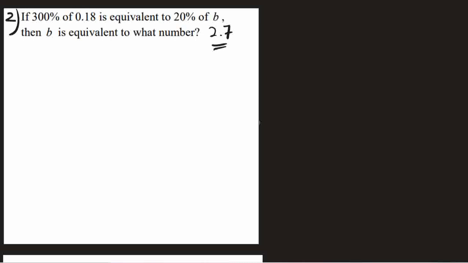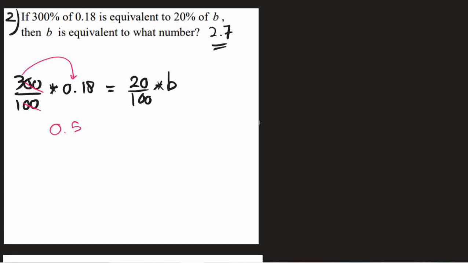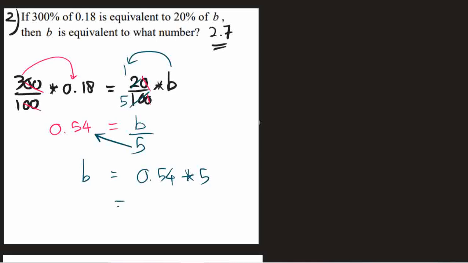So we just write 300% is 300 over 100. 300% of it means times. 0.18 is equivalent to 20% which is 20 over 100 times B. Now we can cancel, and 3 times this becomes 0.54. We cancel 2 into 1 and 5, so we have B over 5. So B will be 0.54 times 5, which equals 2.7. That's how we got the answer, 2.7.